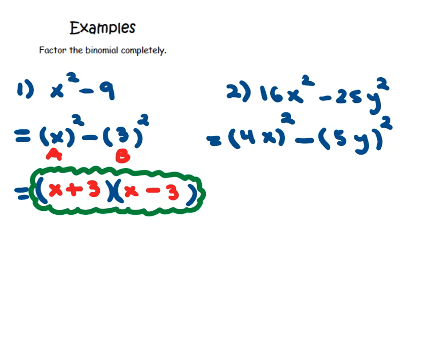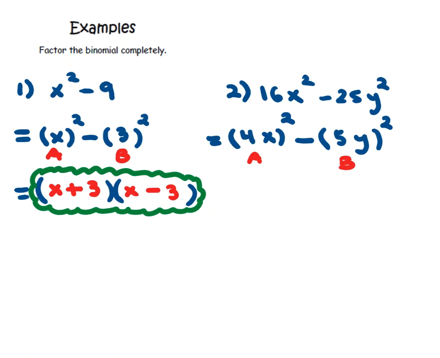And so just like that, we rewrote the binomial as 4x quantity squared minus 5y quantity squared. Now doing it this way allows you to identify what expression you'll use for a and what expression you'll use for b. The expression for a is going to be 4x, and the expression for b is going to be 5y.